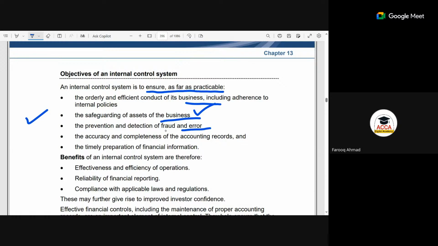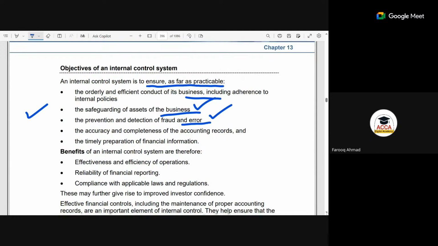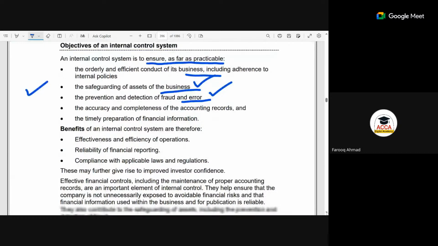So, prevention and detection of fraud. If it is not matching, they will dig it out. What is the reason? If last year it was there and this year some asset is removed, or if some bank account was working last year and this year the account is not there, what is the reason behind it? They find out, they take board approval, whether all management approvals are in place.